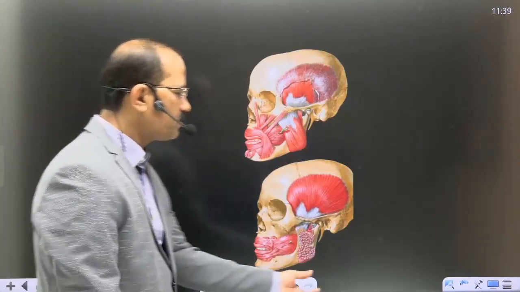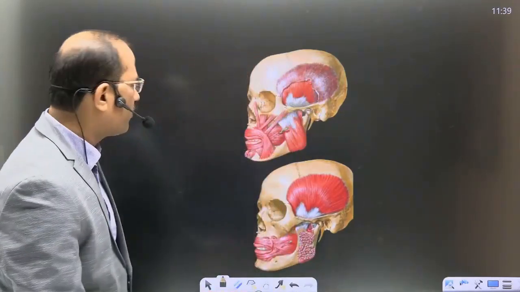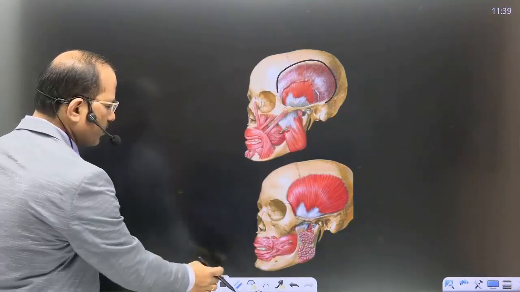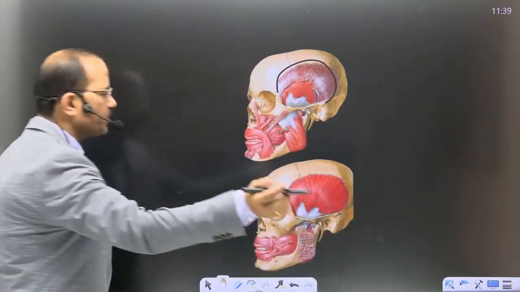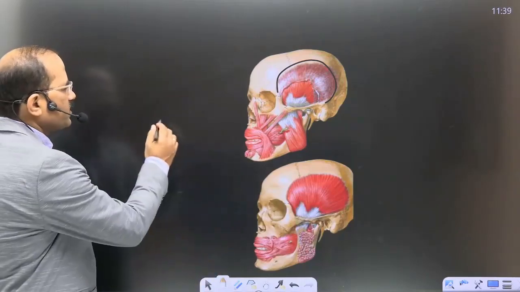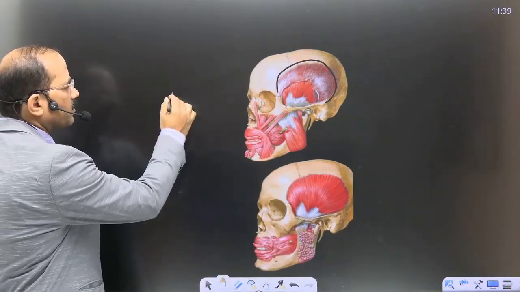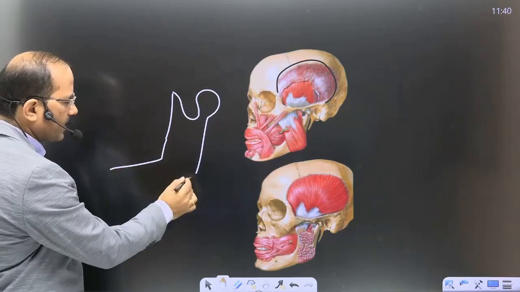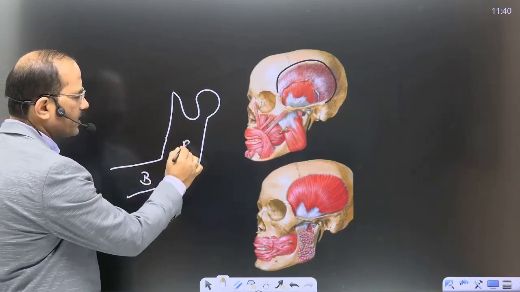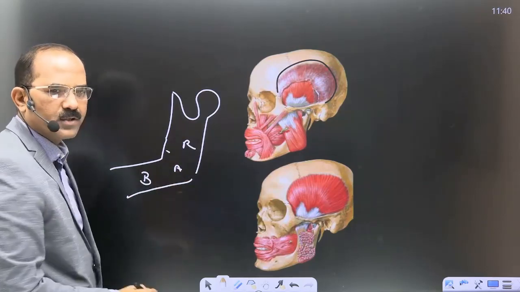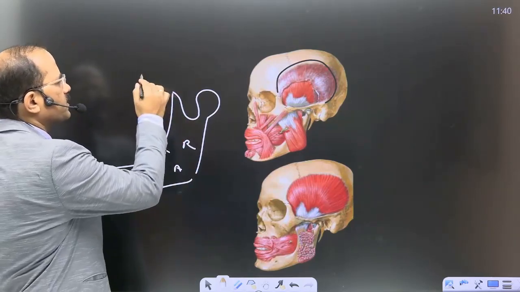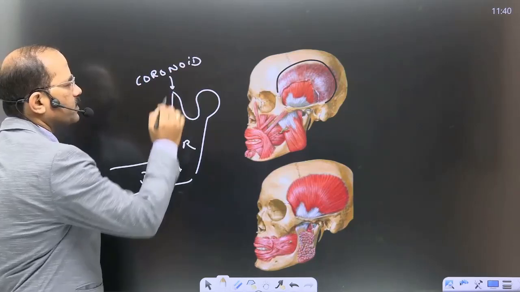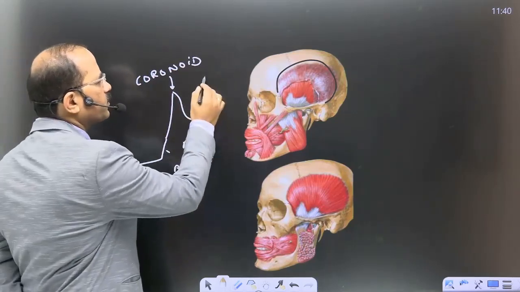Here, have a look at this muscle. The muscle which begins from the temporal fossa here, and the muscle which comes down and gets inserted into. Okay, come on, students. You tell me. That's the ramus of the mandible. What is this and what is this for the ramus? That's the angle and that's the body of the mandible. That's the body. That's the ramus. That's the angle of the mandible. Correct? What is this process? That's the coronoid process.